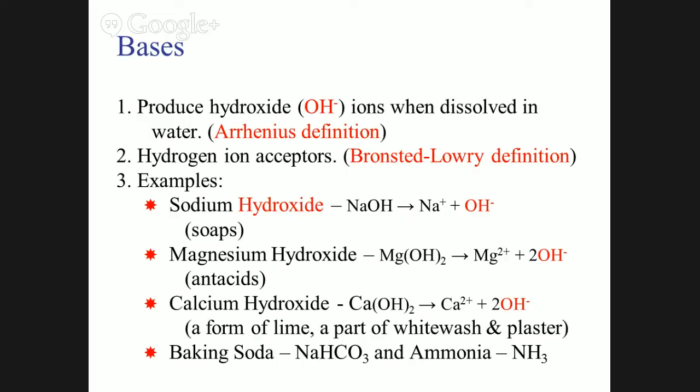Notice that the first three all end in OH. This is an easy way to tell a base. If it ends in an OH, then it's a base. And then we have a couple of bases that don't have hydroxide ions in them. Baking soda, NaHCO3, and ammonia, NH3.